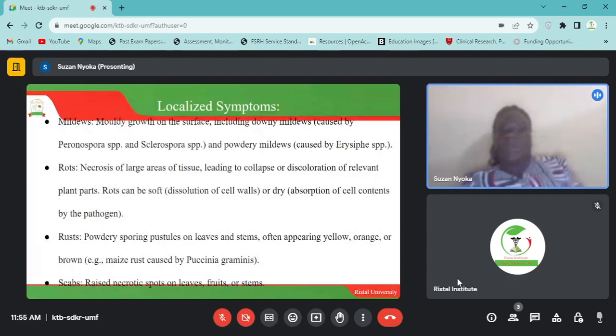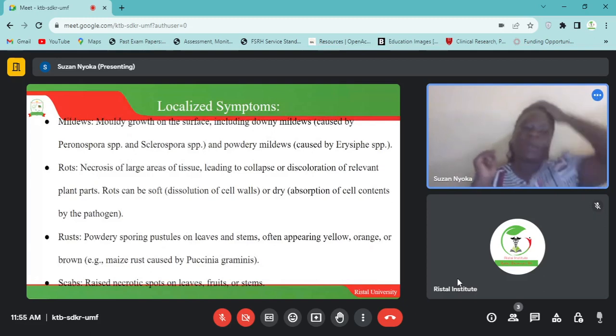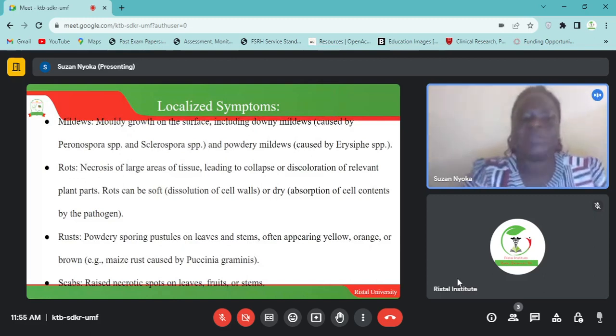And we have rots, necrosis of large areas of tissues leading to collapse or discoloration of relevant plant parts. Rot can be soft, that is the dissolution of cell walls, or dry, absorption of cell contents by the pathogens. And then rust, powdery sporing pustules on leaves and stems, often appearing yellow, orange, or brown, e.g. maize rust caused by Puccinia graminis. And then we have scabs, raised necrotic spots on leaves, fruits, or stems.